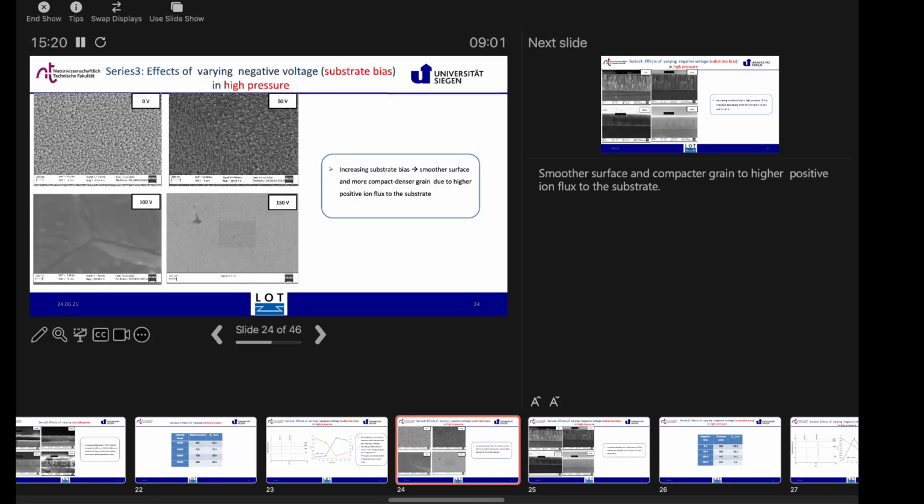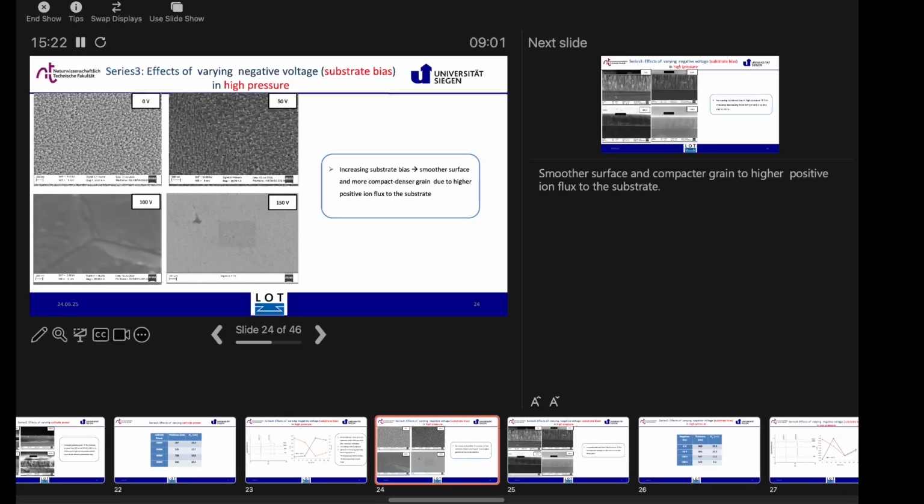For the surface analysis at high pressure, we saw that for the low substrate bias, 0 and 50 volt, we got a pyramidal shape, while for 100 and 150 volts we get an irregular shape. What does it mean? That means that increasing substrate bias gives a smoother surface and more compact, denser grains due to higher positive ion flux to the substrate.